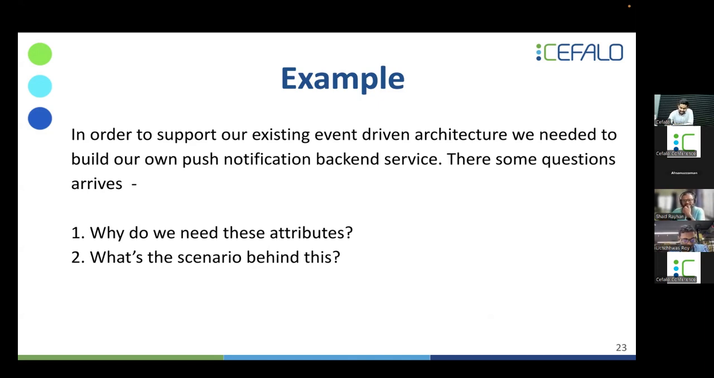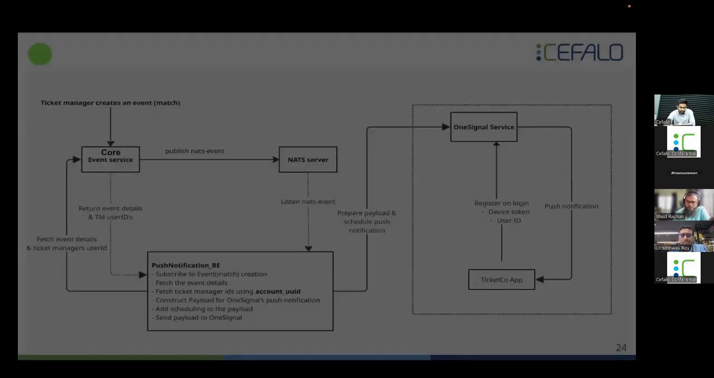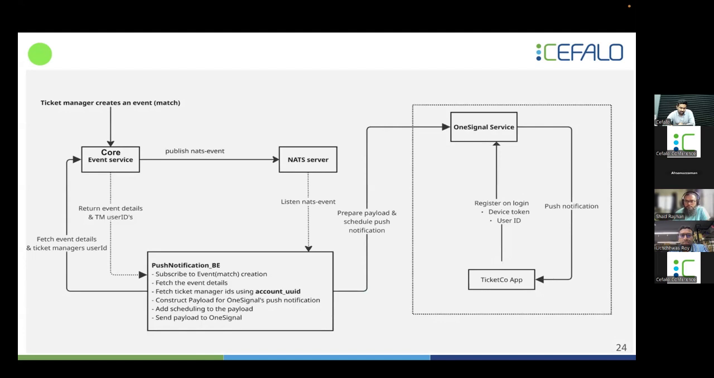So yes, some questions arrived, like: why do you need these attributes that we're asking from our core team, and what's the scenario behind this? So yes, there is another UML diagram that comes up. This is the UML diagram we actually threw in a Jira ticket before a discussion was made. So what is this UML diagram all about?